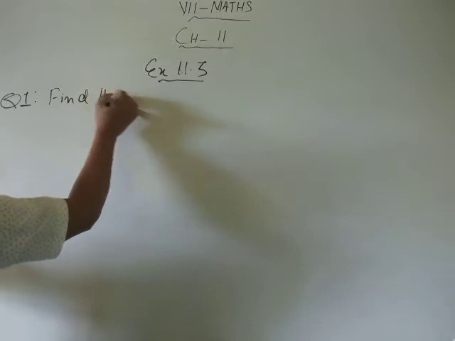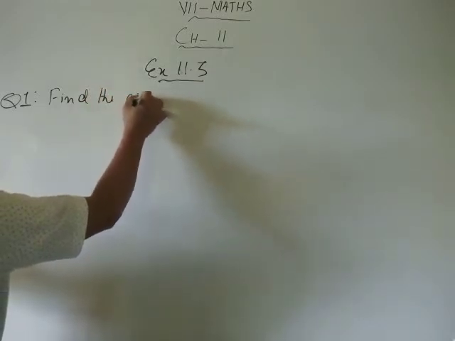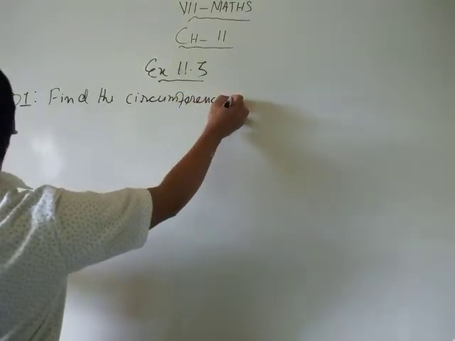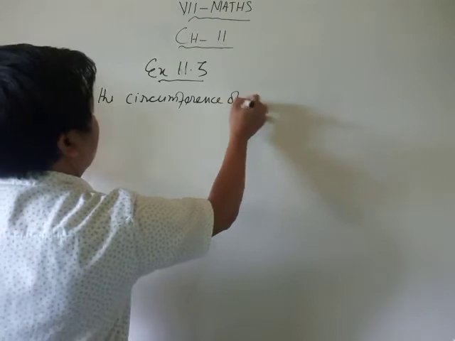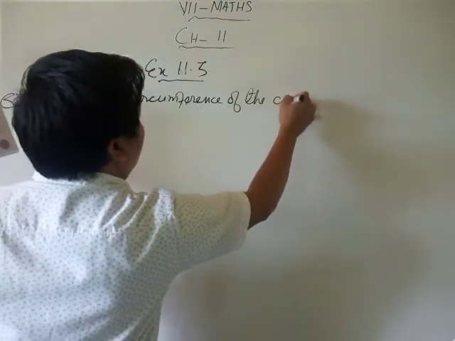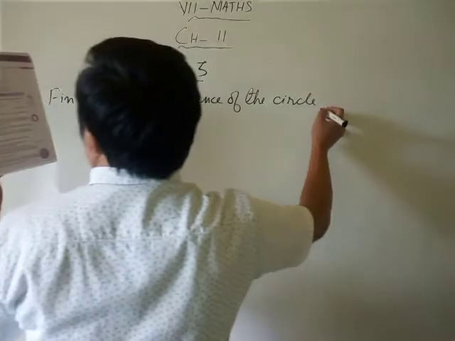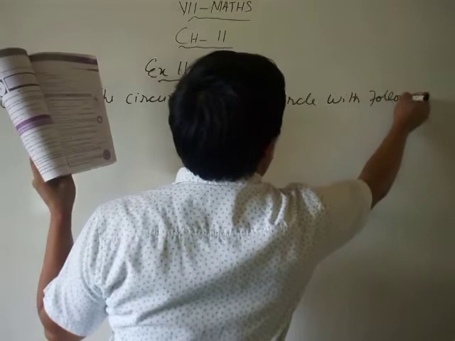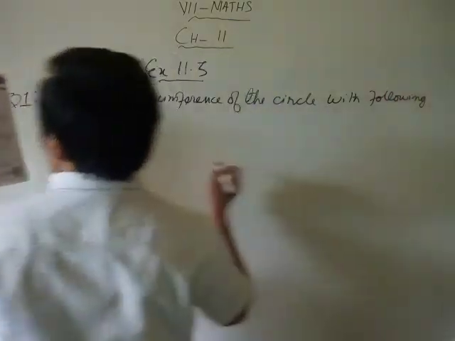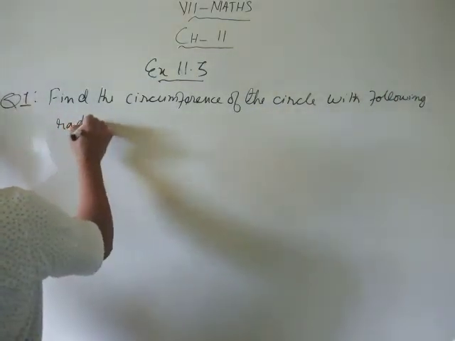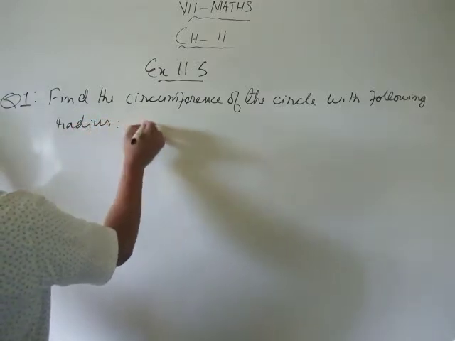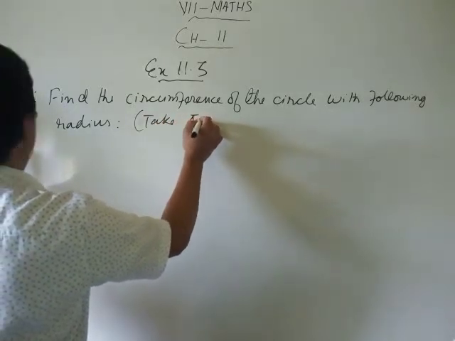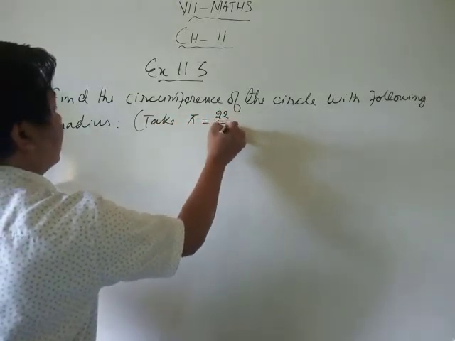Find the circumference of the circle with the following radius. Now, we say that take pi equal to 22 by 7.